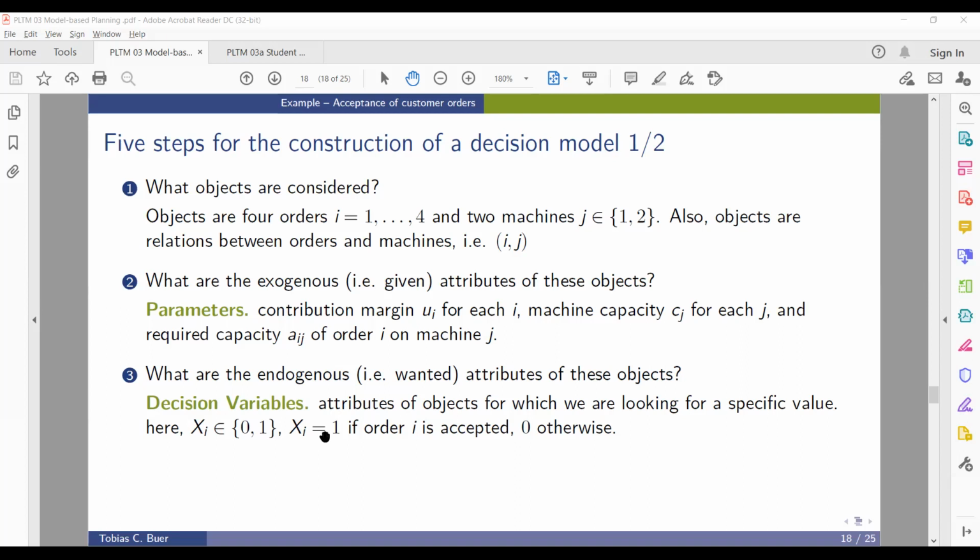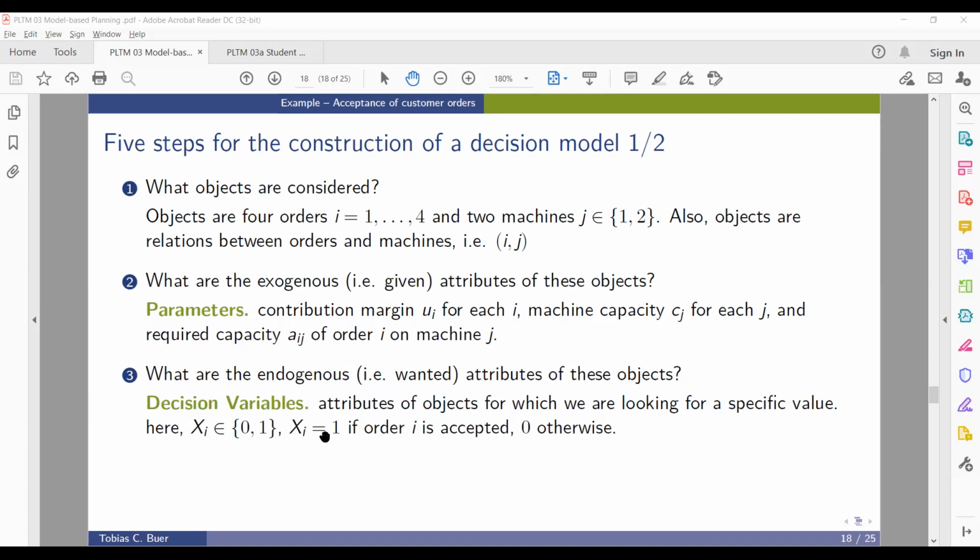Shima, you have a question? Mister, I want to ask you a question. In orders, do we have to use both machines or one machine only? To fulfill an order, yeah.